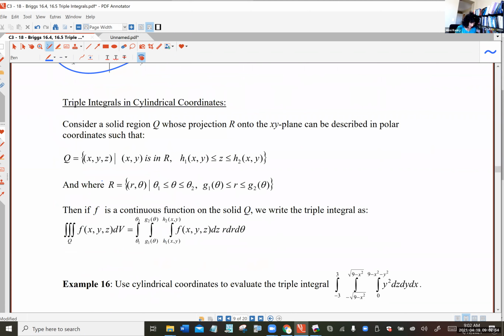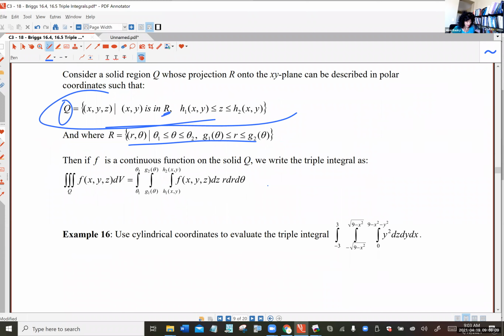So if they give you set notation for a solid denoted by Q, and the region R is basically a polar sector, you're good to go for cylindrical. So how do you convert? Here's a generic triple integral. The X, the Y, and the Z, those are going to get converted to what?